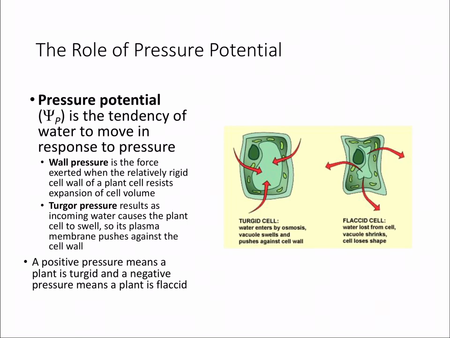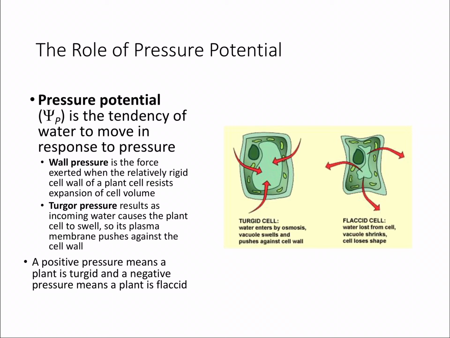Okay, pressure potential is essentially the same thing in that we're going to be moving from high to low pressure in terms of water, but there's certain things that affect pressure. So when we're looking at plant cells, wall pressure is the force exerted when the relatively rigid cell wall of a plant resists expansion of the cell volume. So think about it. When water enters a cell here, which is happening, right? More water is in the outside than in the inside of the cell. This cell is going to swell up, and it's going to push on that cell wall. So almost like a water balloon. We call that the wall pressure against the cell wall.